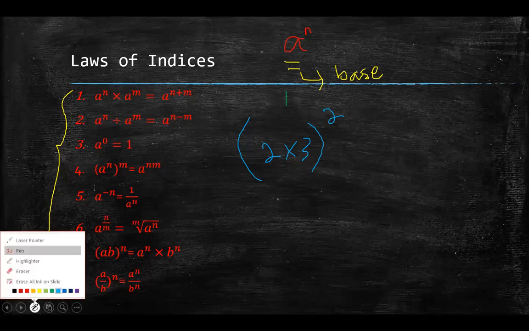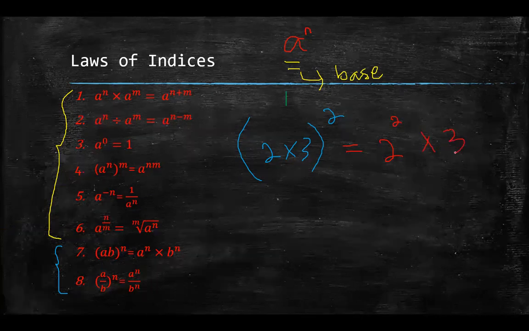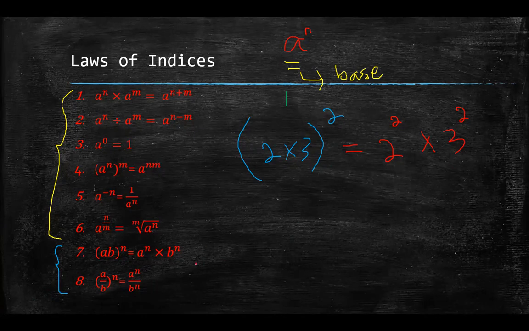According to this rule, these are 2 different bases, right? According to this rule, this is supposed to give me 2 raised to the power of 2 multiplied by 3 raised to the power of 2. That's what this rule is saying. 2 numbers multiplied and raised to a power is equal to A to the power of N multiplied by B to the power of N. Everybody got that?